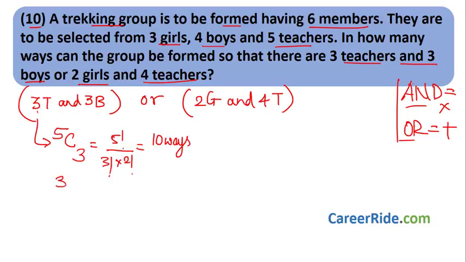How to select 3 boys? How many boys are there in total? 4 boys. Out of that we have to select 3 boys. Select means combination. 4 factorial upon 3 factorial into 4 minus 3, which is 1 factorial. That would be equal to 4 ways.